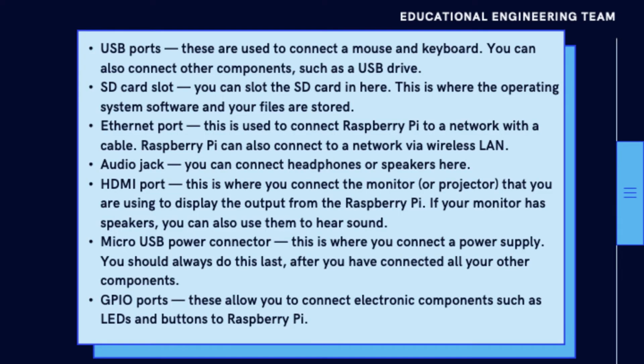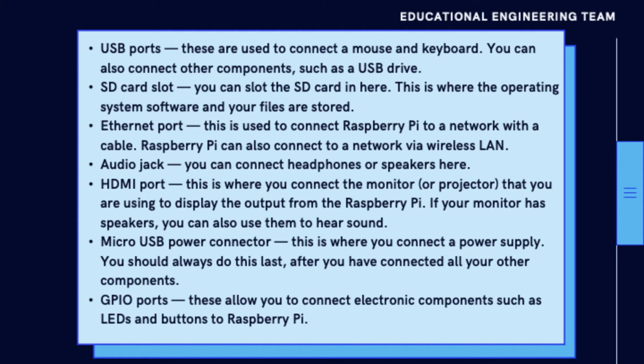So what are these parts? So the uses of this, first we have the USB ports. Now USB ports are used to connect a mouse and keyboard, and you can also connect other components such as a USB drive. For the SD card slot, that is used to insert the SD card, and this is where the operating system software and your files are being stored.